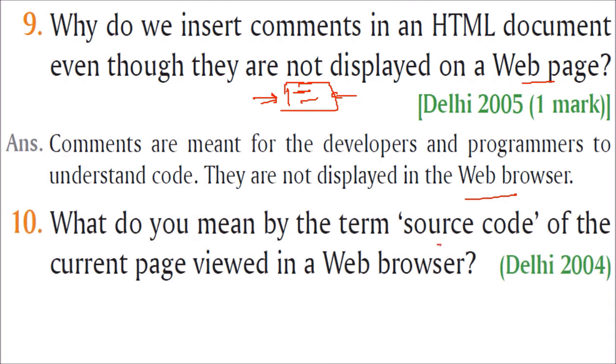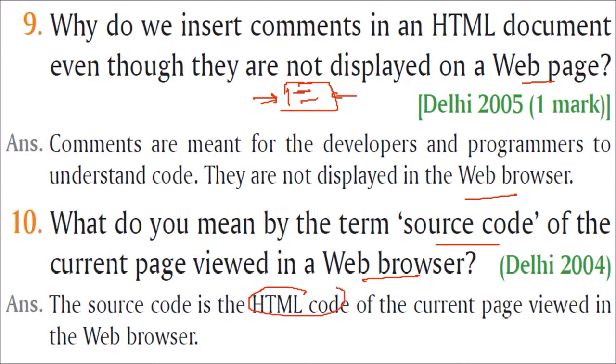What do you mean by the term source code of the current page viewed in web browser? The source code is the HTML code of the current page viewed in the web browser. So source code means HTML code of that particular web page.